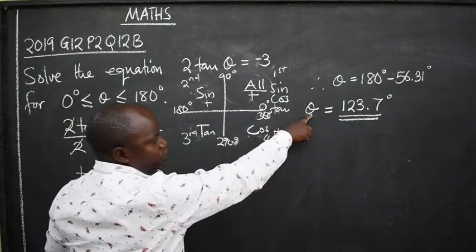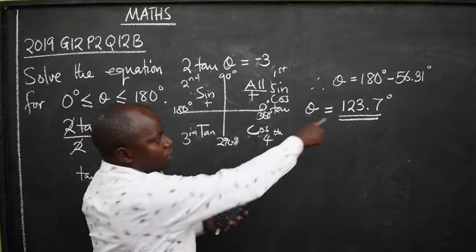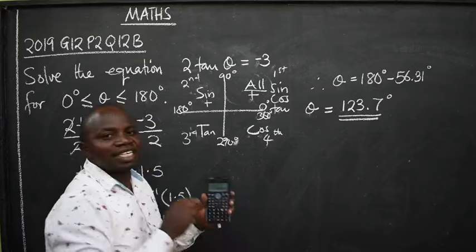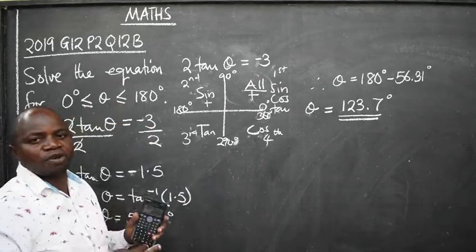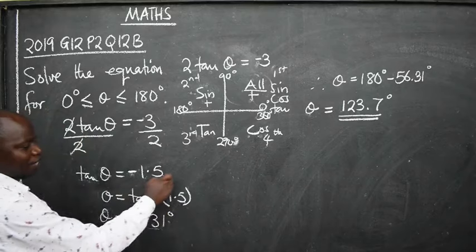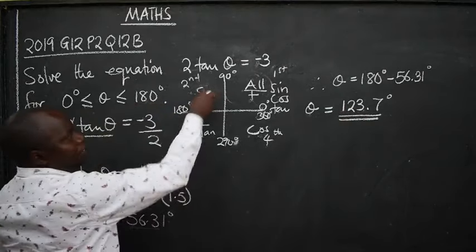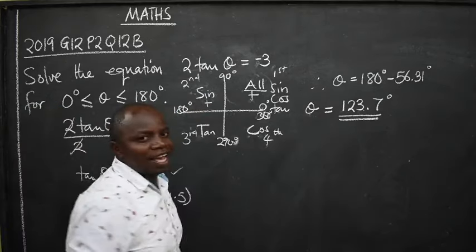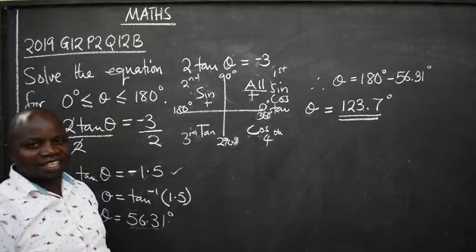If you now try to use your calculator to say tan 123.7, you are going to get negative 1.49, which is the negative 1.5 here, meaning that is now the correct answer. And this number is between 90 and 180. That is the reason why tan will give you a negative answer. I hope this explanation is clear.